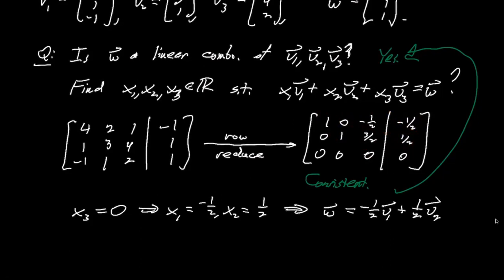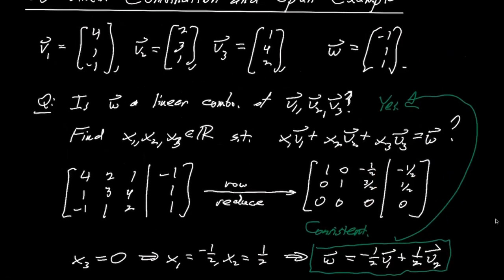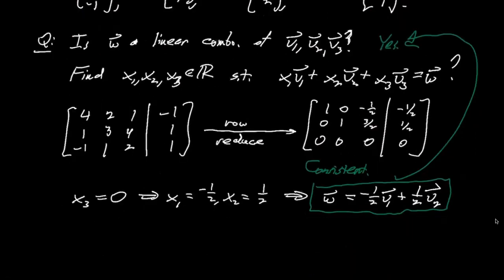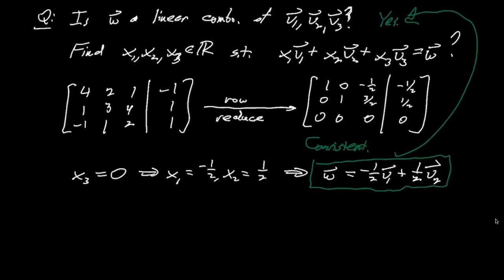So that's nice. And in fact, it's very satisfying to check. So I would actually go up here and scale this by -1/2, scale this by 1/2, add them together, and you should get this. It's a nice check. So I would do that. I would stop, pause, check.